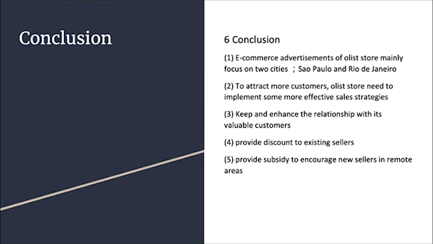From the above analysis, here's our conclusion for Olist. Number 1, e-commerce advertisement of Olist store mainly focuses on 2 cities, São Paulo and Rio de Janeiro. Number 2, to attract more customers, Olist store needs to implement some more effective sales strategies. Number 3, keep and enhance the relationship with its valuable customers. Number 4, provide discounts to existing sellers. Number 5, provide subsidies to encourage new sellers in remote areas.